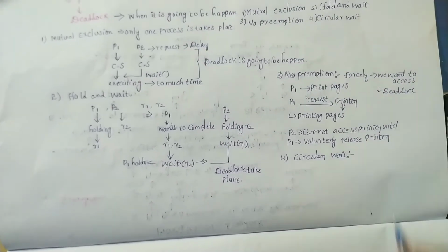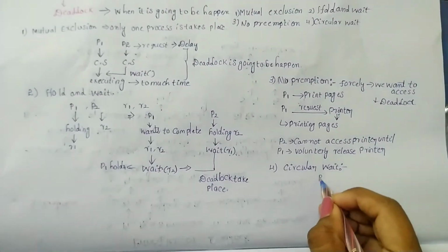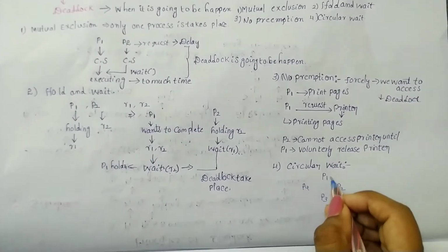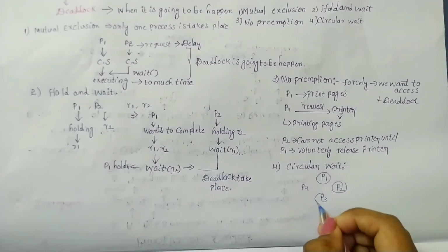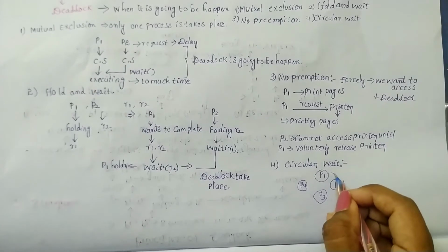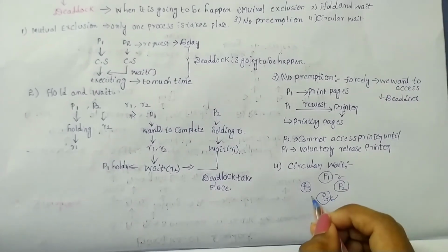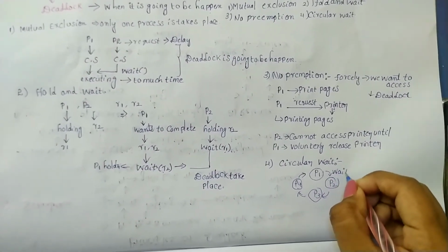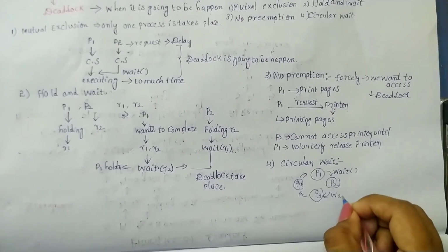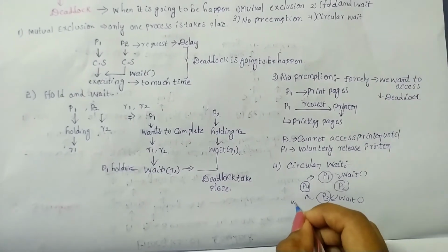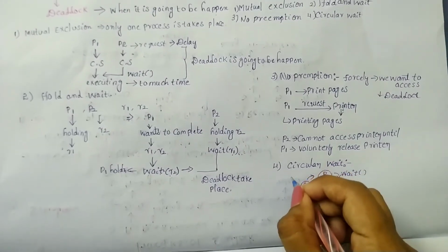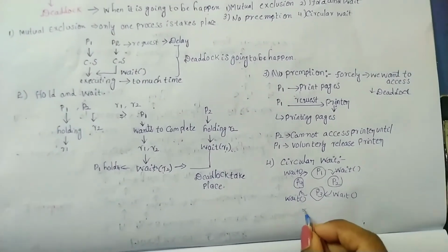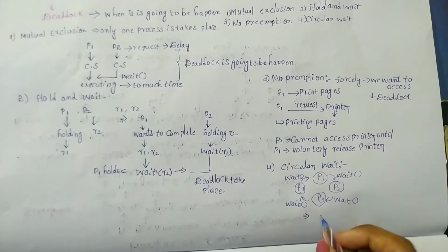So now circular wait. Consider processes P1, P2, P3, P4. For executing each and every process, they wait for resources to be released by the other processes. If P1 completes its execution, it releases the resources and they are used by P2. Like that, the cycle is going to take place, then deadlock is going to take place.